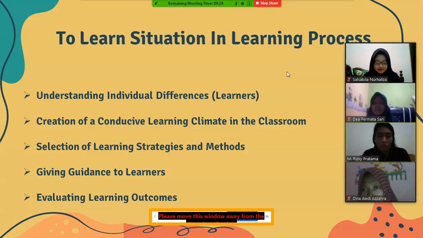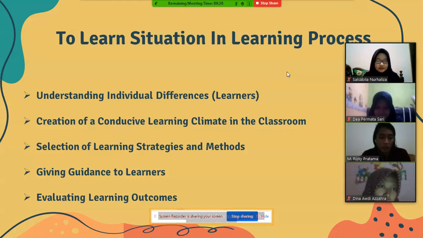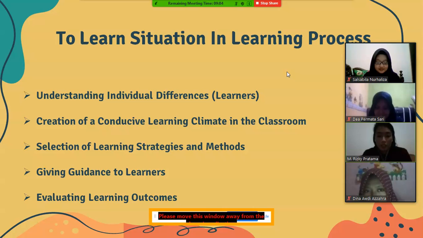The second one is creation of the conducive learning climate in the classroom. Conducive learning climate must be created by the teachers so that the learning process can be run more effectively. It can help the teacher to deliver the materials to the student effectively and efficiently.